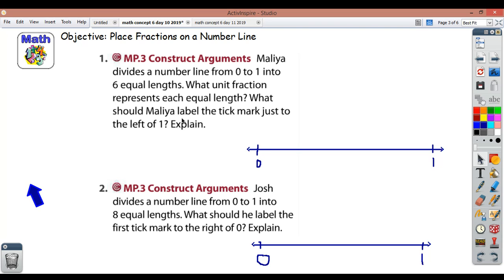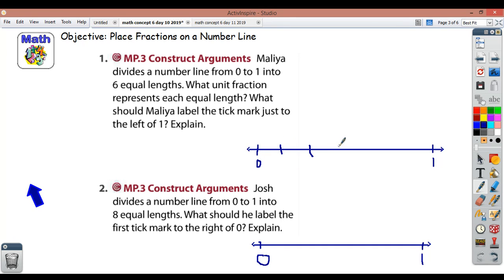What should Malaya label the tick mark just to the left of 1? Okay, right hand, left hand, okay, to the left of 1. So I got my number line. It's supposed to be divided into 6 equal lengths. So I'm going to do just some hops to 2, 3, 4. Those are bad hops. Try that again. 1, 2, 3, 4, 5, 6. And I'm going to try and get as even as I can into 6 equal parts.